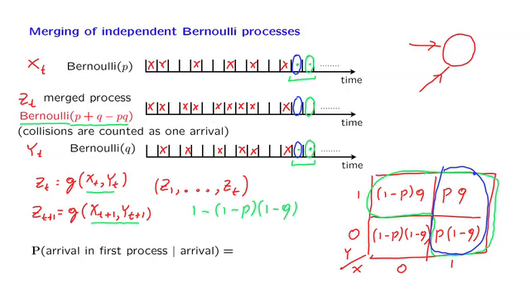We use the definition of conditional probabilities. A conditional probability is equal to the probability that both events happen, which in this case is the intersection of the blue and the green event, which coincides with the blue event, and the probability of the blue event is the sum of these two numbers, is equal to P. And then we divide by the probability of the conditioning event. This is the probability of an arrival, but this is what we have just calculated, which is P plus Q minus P times Q.